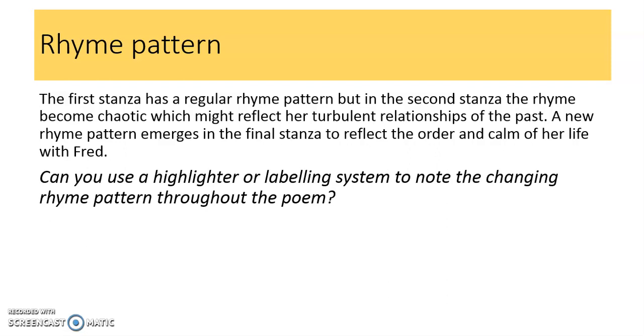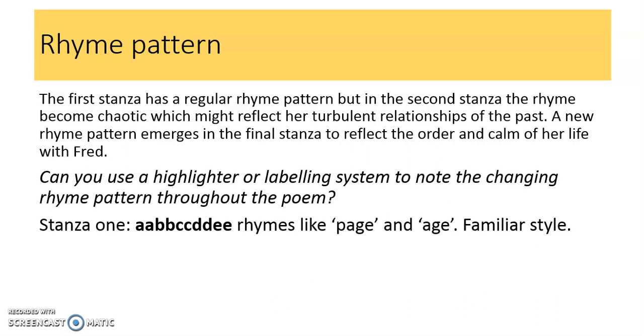Okay, so hopefully you've had a go at doing that, whichever way you prefer. So stanza 1, if you were using the letter labelling system, you may have come up with this pattern here. So A, A, B, B, C, C, D, D, E, E. So it's using a familiar style. It's a typical rhyming pattern that you might expect. She's got common rhymes, words like page and age, you and blue. Those are quite simple to follow.